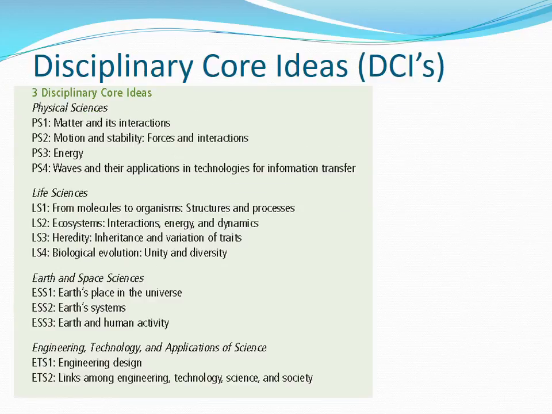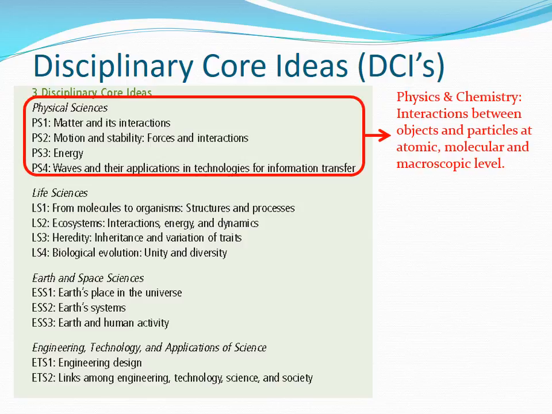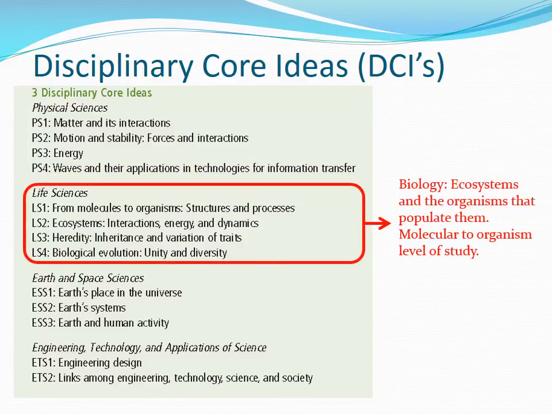Disciplinary core ideas are the third dimension of the Next Generation Science Standards, and they are broken into 4 groups. The first is the physical sciences, what we would have called physics and chemistry in the past. They represent interactions between objects and particles at the atomic, molecular, and even macroscopic levels. The next is the life sciences, which we would have called biology, ecosystems and organisms, from the molecular to organism level of study.